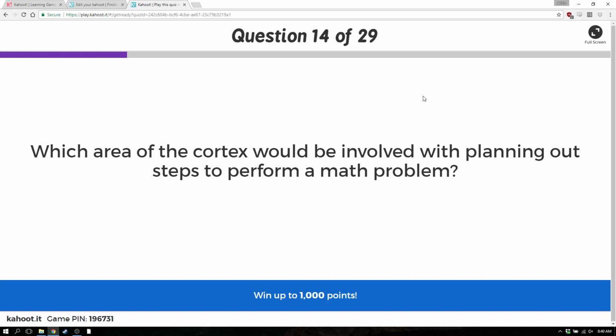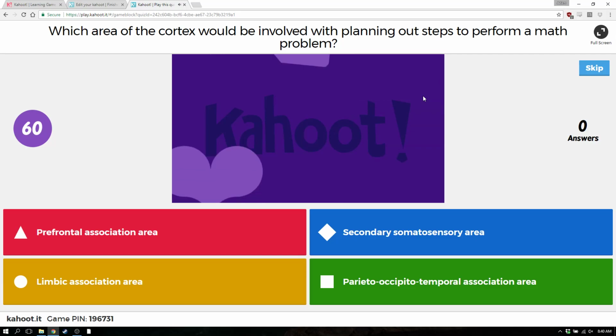Which area of the cortex would be involved with planning out steps to perform a math problem? Which area?